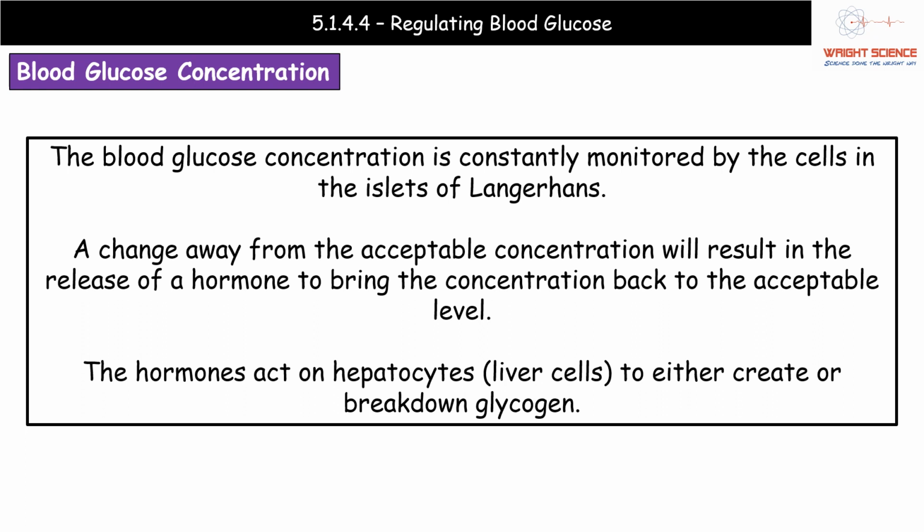Those hormones that are being released are then going to act on the hepatocytes. And if we remember, hepatocytes are liver cells. So you can break it down. Hepato is all to do with the liver, and cyte just means cell. And those hepatocytes, depending on which hormone it is that is then binding with them, will either break down glycogen or create more glycogen.